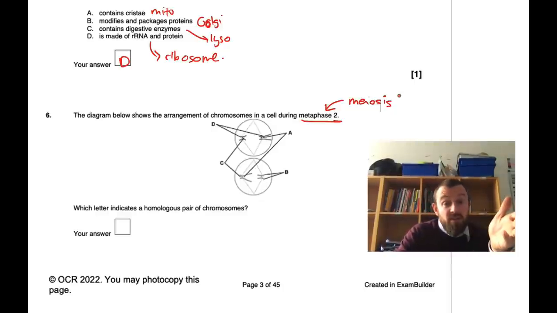One of those chromosome threes is from your mum, and one of those chromosome threes is from your dad, a homologous pair. So they should be the same size. So that's an easy way of doing it. We're just looking for the letters where they're the same size. So this is a pair, and you know this is a pair. So which letter is the correct one? Pointing to the pair, it is A. A is pointing to the pair.